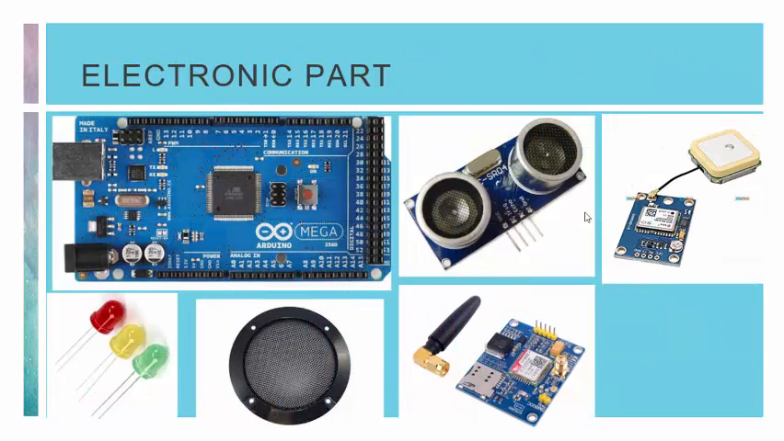Assalamualaikum warahmatullahi wabarakatuh. My name is Ahmad Noor, and I will be telling you about the electronics parts of our system. So we will be using a few components such as Arduino Uno R3, Neo 6M GPS module, GSM modem SIM900A, ultrasonic sensor, speaker, 3 LEDs and 2 motors.